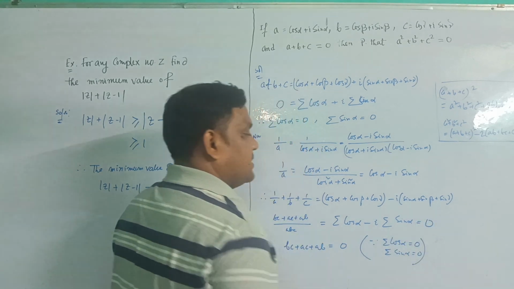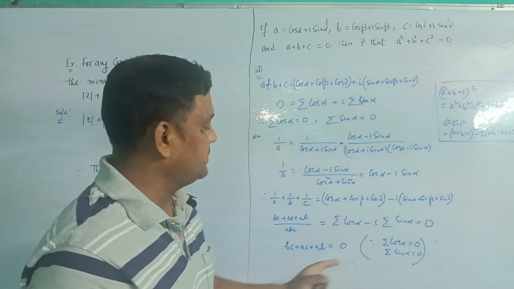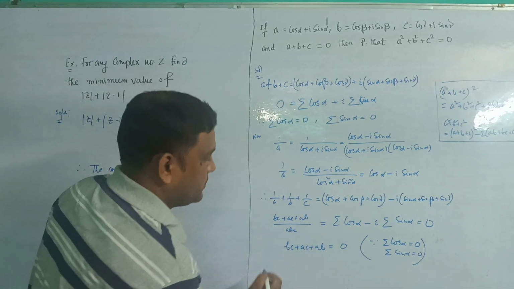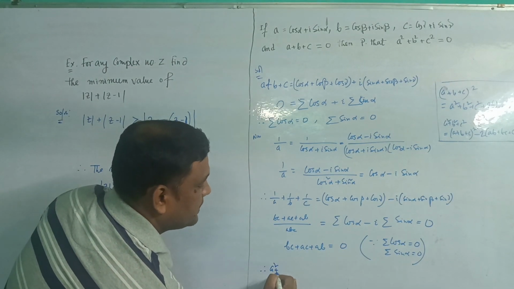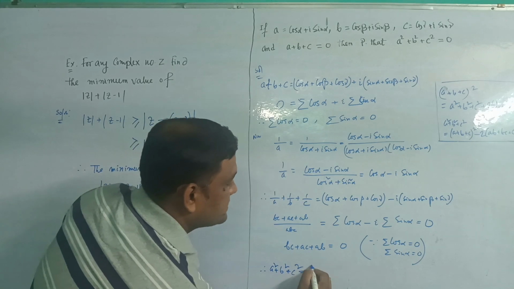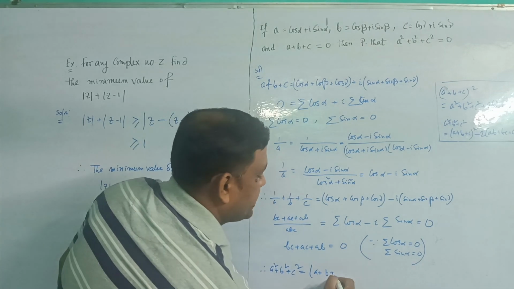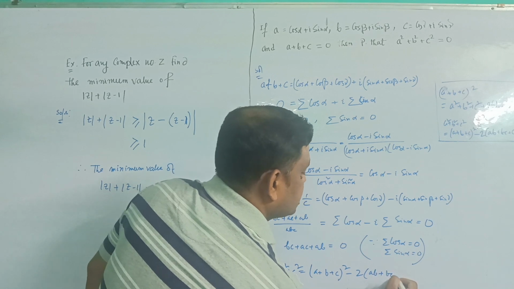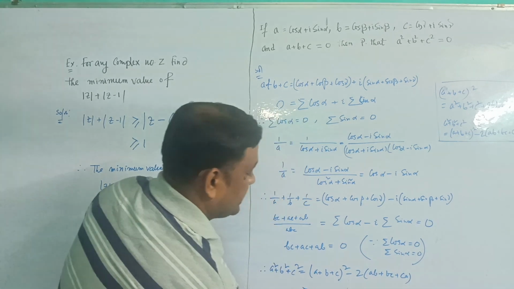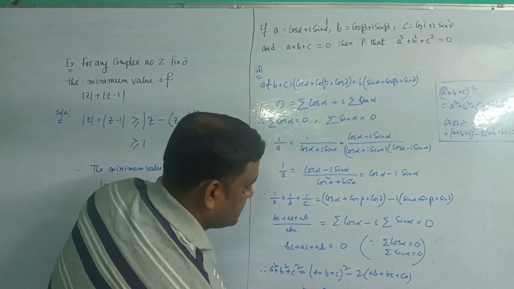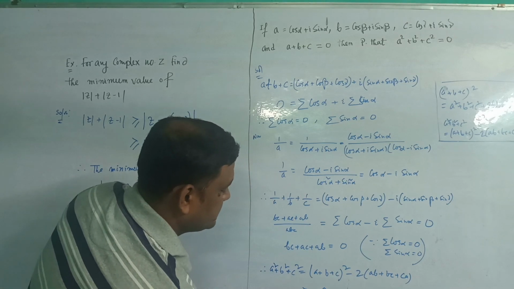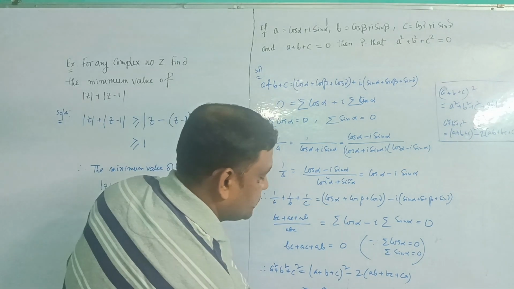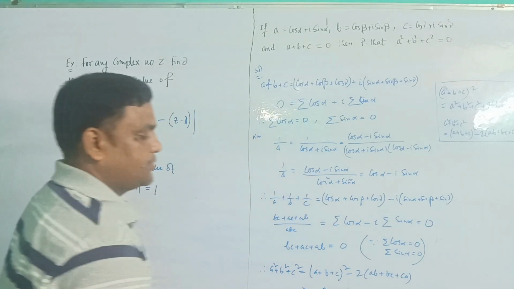That means the value is 0 here. So abc into 0 will give you 0. So we get bc plus ac plus ab equal to 0. So therefore a square plus b square plus c square is a plus b plus c whole square minus 2 into ab plus bc plus ca. So both the values are 0, so this becomes 0. Therefore a square plus b square plus c square is equal to 0. Hence proved.